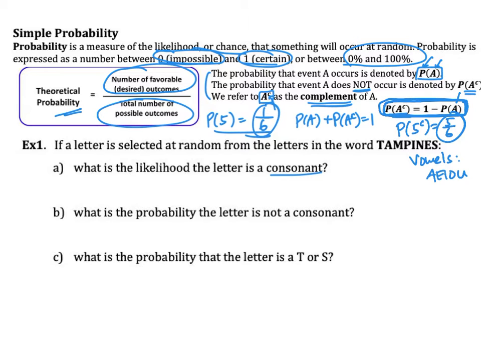So here, Tampanese, we have 1, 2, 3, 4, 5, 6, 7, 8 letters. They're all different letters. There are 1, 2, 3 vowels, which means we have 5 consonants. So the probability the letter is a consonant is 5 out of 8. There are 5 possible choices, consonants only, out of 8 possible letters.